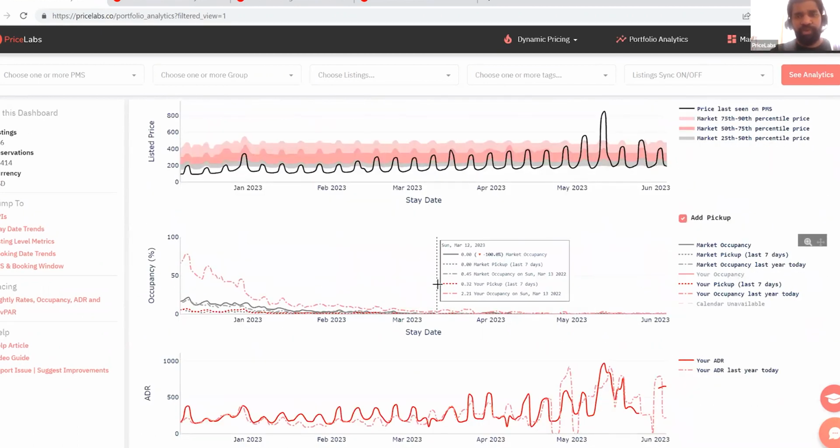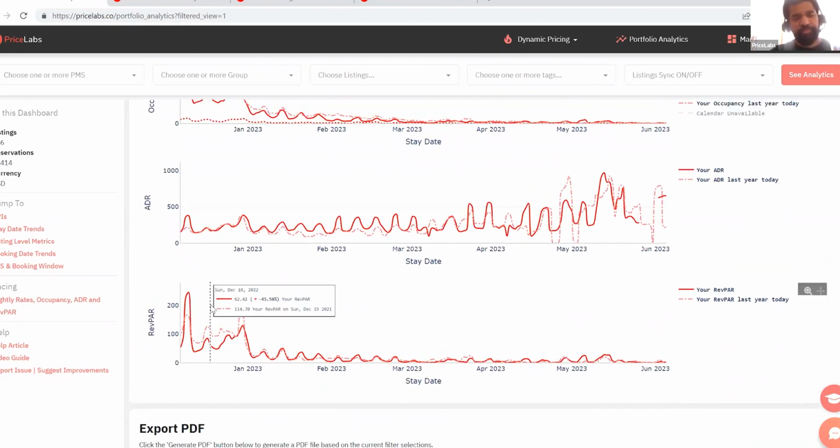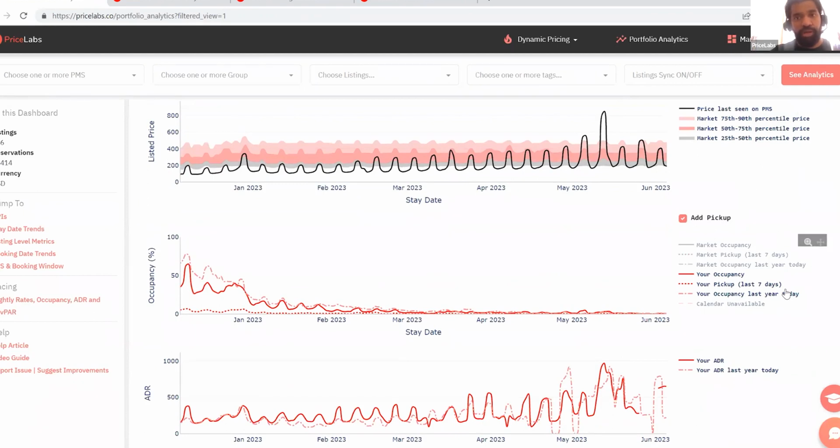Use case number three, where I want to look at how my listing is doing compared to last year, so that I can make better sense of, am I trending good? Am I trending bad? Occupancies, ADRs, RevPARs. Use case number four, where I want to now start comparing it against market to see, should I be adjusting something? Should I be tweaking something?